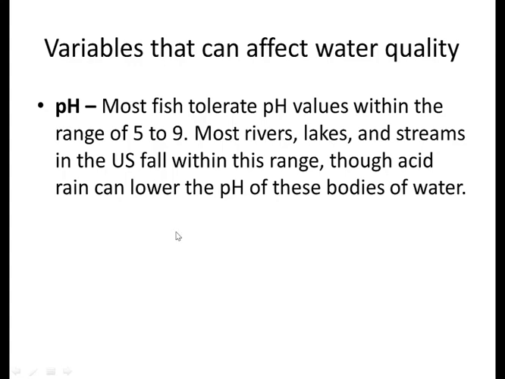Okay, pH is how acidic or how basic a solution is. And most fish will tolerate pH values that are anywhere between 5 to 9. And the pH scale goes from 0 to 14. And most rivers, lakes, and streams in the U.S. fall within the 5 to 9 range, though acid rain can lower the pH of these bodies of water. So you can get pretty acidic bodies of water, and the fish and plants can't survive that.